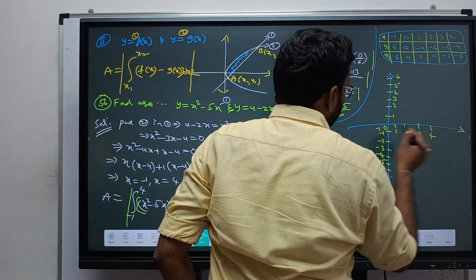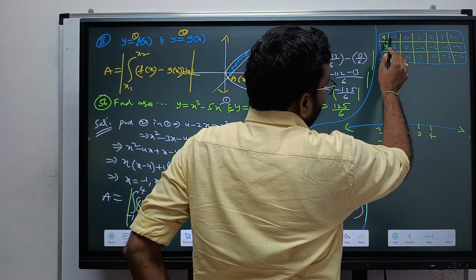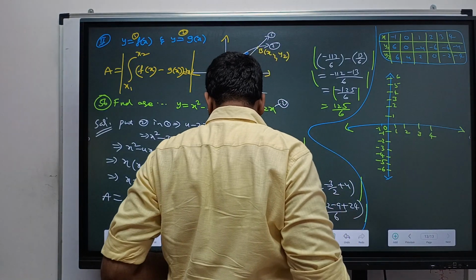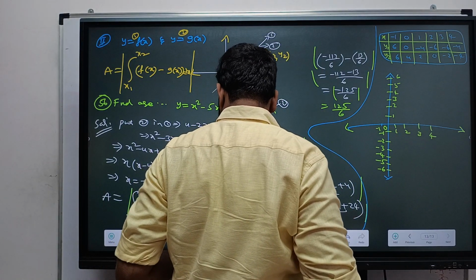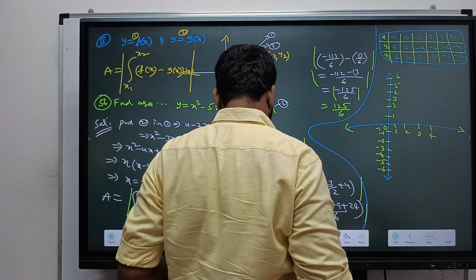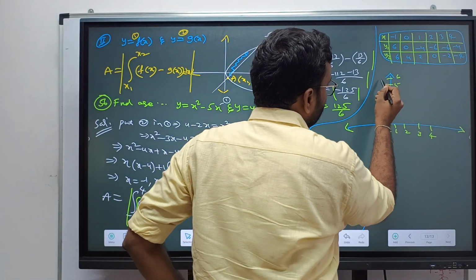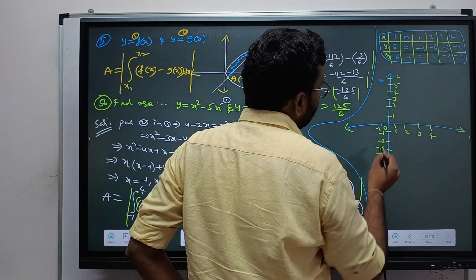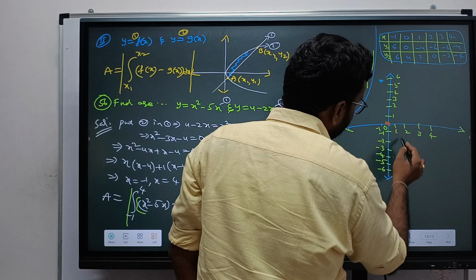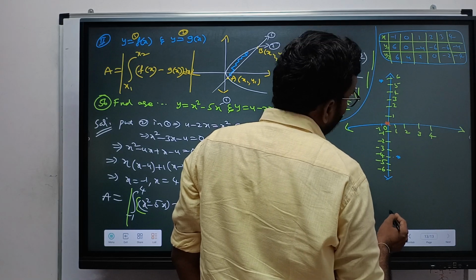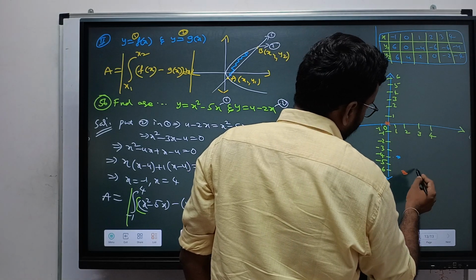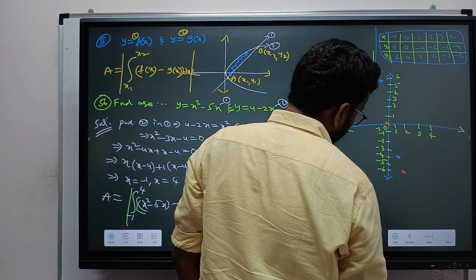Now substitute the values. I mean, draw the graph first. Take the x value and the first curve: minus 1 comma 6. Where will you get minus 1 comma 6? Minus 1 comma 6 is here. Then 0 comma 0. Then 1 comma minus 4, this one. Then 2 comma minus 6, here only. Then 3 comma minus 6. Sorry, this one, not here.